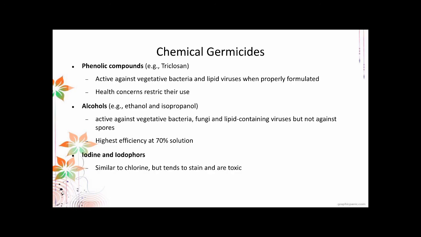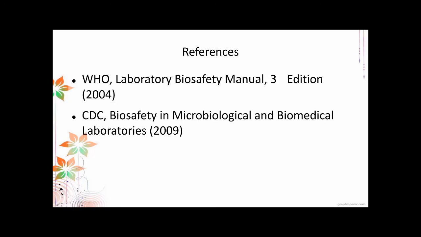Iodines and iodophores are similar to chlorine in effectivity, but the problem here is that iodine stains materials. Have you seen Betadine? It's made up of iodine. Aside from that, it's toxic. And then hydrogen peroxides. They are strong oxidants and broad-spectrum germicides. They are quite desirable because they do not produce toxic waste material. Although hydrogen peroxide is an oxidant, when it degrades, you just have water.